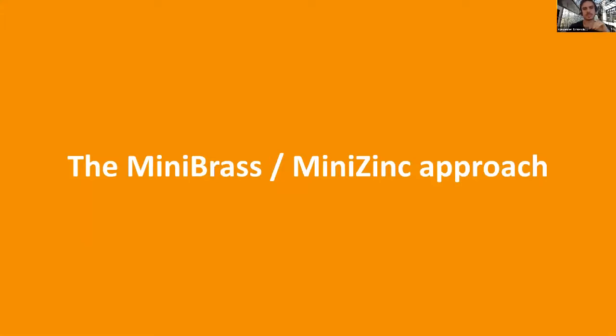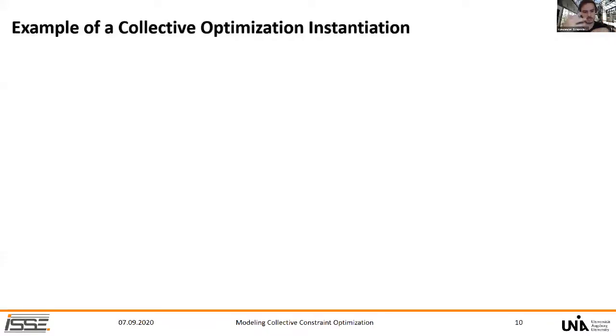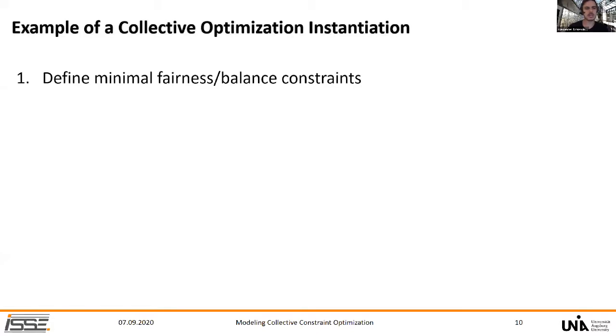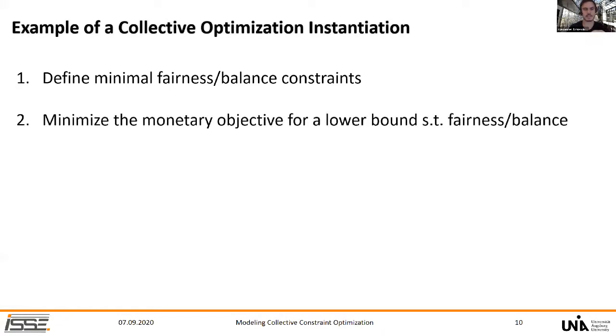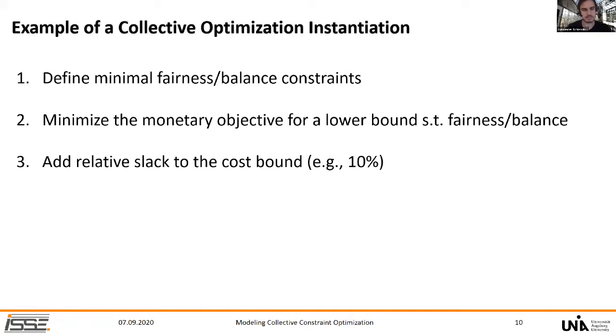So how can we try and do this with MiniBrass or MiniZinc? And to give you a sense of what we anticipate, here is an example of what we would like to be able to express using a modeling language. For example, we might define for a given problem minimal fairness or balance constraints, such as the guides should be used equally. Subject to these constraints, we want to maybe minimize a monetary objective in a classical sense. So what's the cheapest set of itineraries that we can get to obtain the lower bound for our further calculations? We then want to add some relative slack to the cost bound. So maybe 10% more than the absolute minimum is okay.